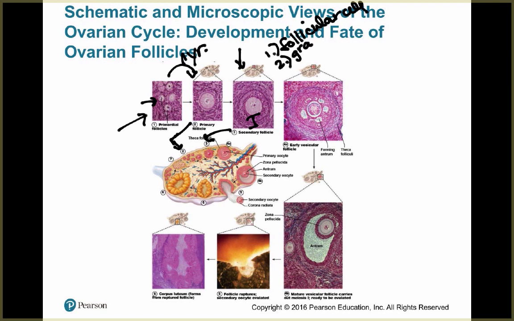So at this point, this is when we're going to see the granulosa cells we were talking about. Now, the granulosa cells and the oocyte together guide one another's development, and they do it through what's called a gap junction.